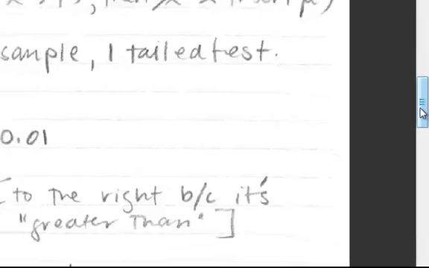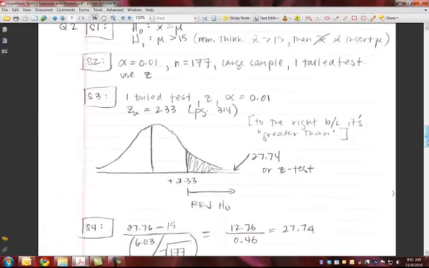So I draw my little curve down here. I draw the tail to the right because I'm testing greater than. Greater than means to the right, less than means to the left. And remember that because we're using the normal distribution, zero's in the middle. So if I can get into this shaded region, then I know that I reject the null hypothesis.